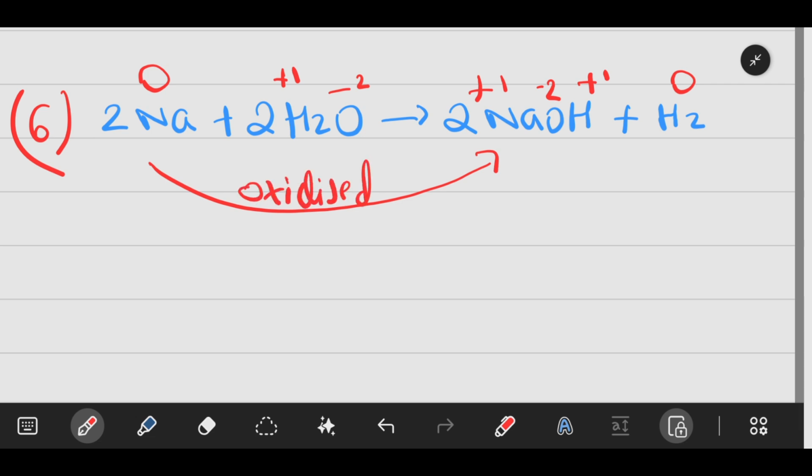As for what's being reduced, let's go ahead and isolate hydrogen. So it's a plus 1 over here and it's 0 over here. So hydrogen is being reduced.